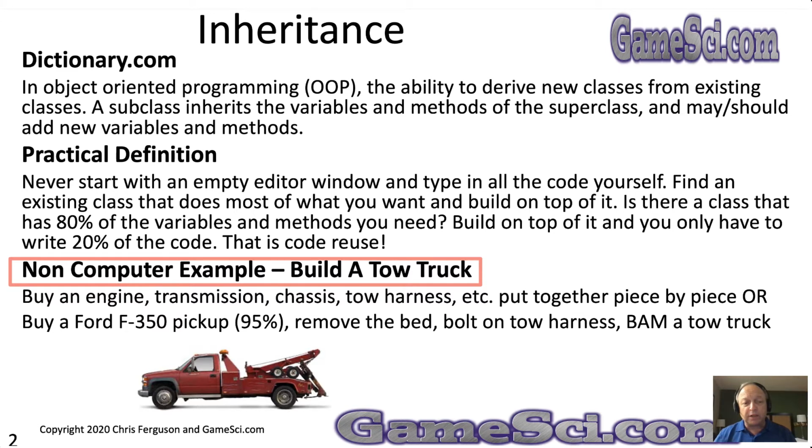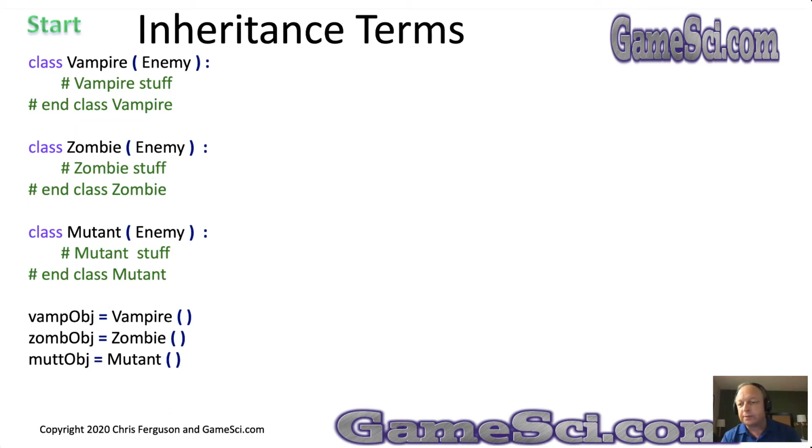Here's a very non-computer example of inheritance. Let's say you want to build a tow truck. You could do it piece by piece. You could buy an engine, a transmission, a chassis, a tow harness, etc., and put all of those pieces together piece by piece. Or you could go down to the Ford dealer, buy a Ford F-350 pickup truck, which is 95% of what you need. Remove the bed of that truck, bolt on the tow harness, and bam, you've got a tow truck. You see what I mean by inheritance? If you start with a pickup truck, it's pretty easy to build a tow truck. If you try to do it piece by piece, it's much more difficult. So let's see how inheritance works with computer programming.